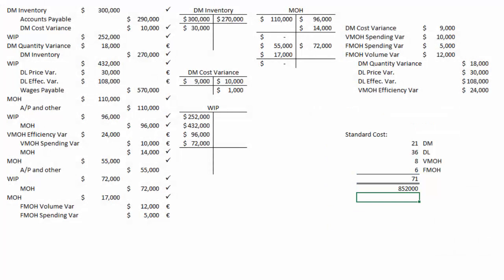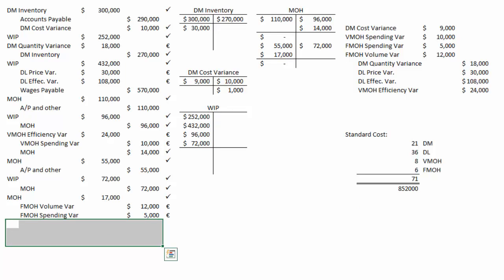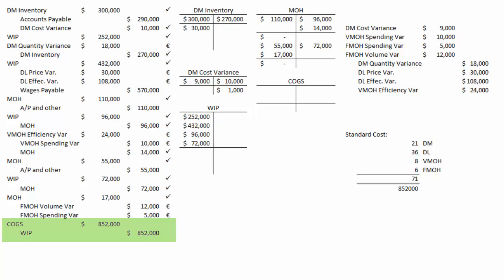So I need to do a journal entry moving that from my work in process at standard cost into my cost of goods sold. And there it is. So let's go ahead and post that. We can debit cost of goods sold for the standard amount. We're going to credit WIP for the standard amount. Let me check both of those off.